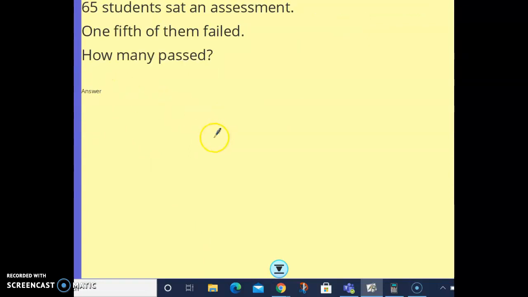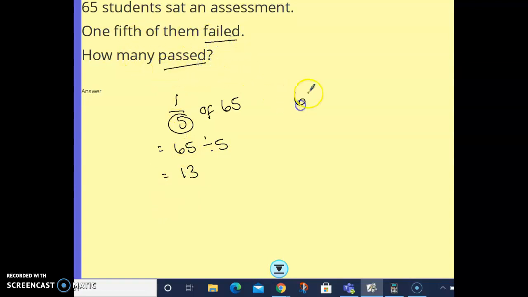Next question. 65 students sat an assessment, 1/5 of them failed. How many passed? Okay, so 1/5 of 65. To find a fifth of something, you divide by the bottom, so we divide by 5. 65 divided by 5 is 13. So that's how many failed. We want to know how many passed. So 65 sat altogether and 13 failed. We take that away, then 52 passed.